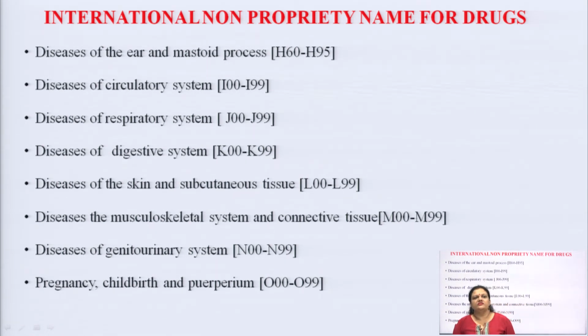Then diseases of musculoskeletal system and the connective tissue is classified under the category of M00 to M99. Then disease of genitourinary system N00 to N99.